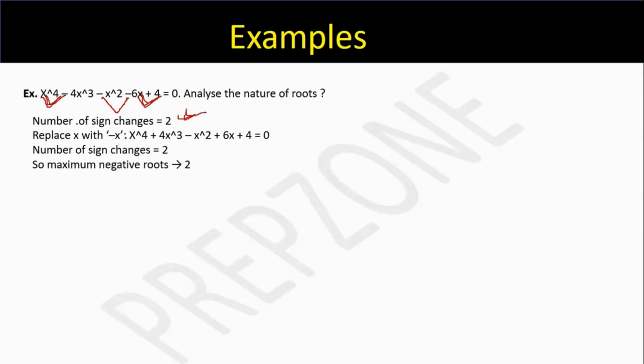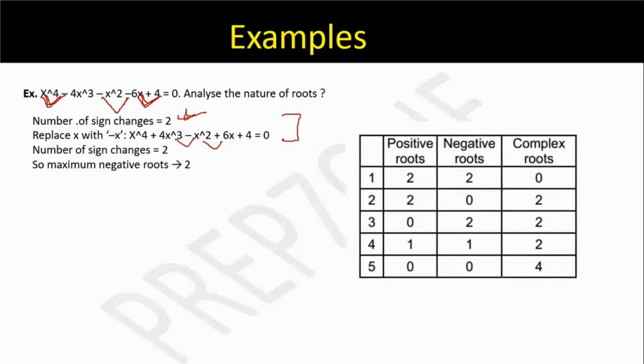Next step was I replace x by minus x. This is the equation that I get. So here also I have only 2 sign changes, 1 and 2. Right? That means I can have a maximum of 2 positive real roots and a maximum of 2 negative real roots. So this is how my table will look like, right? Positive 2, negative 2, and complex is 0.